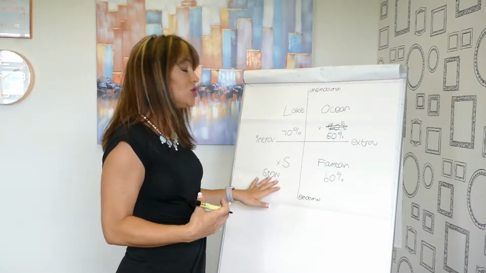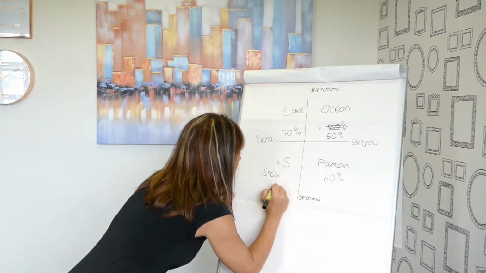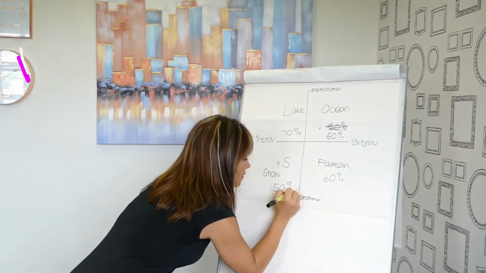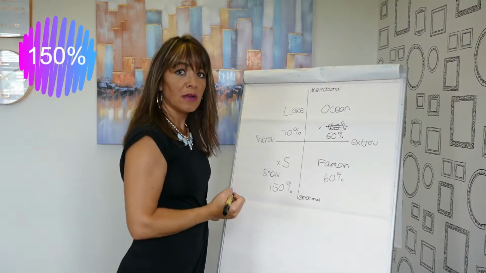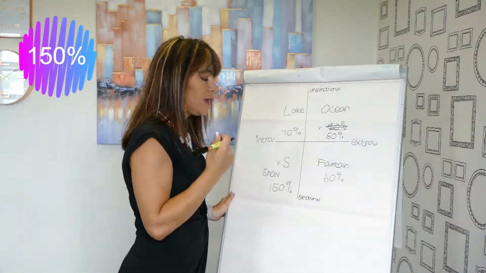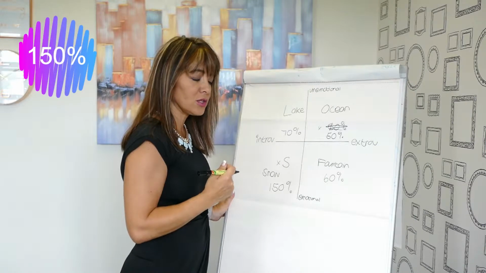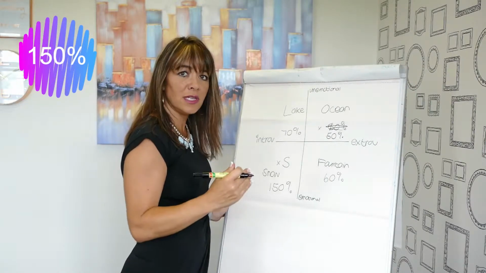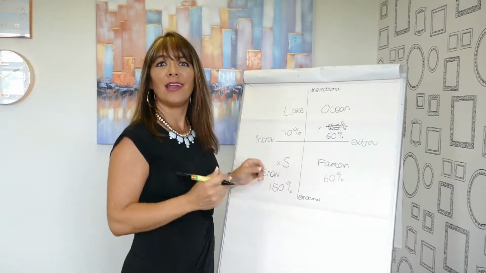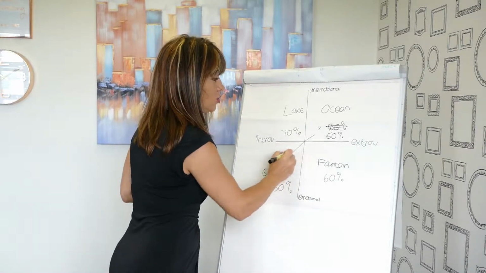And then your snow personality, your snow temperament, they need about 150% of information before they're going to buy that car. They want everything. They want to know the specs, they want to know the guarantee, how quick it's going to go, how fast, how often does it need service. They need a lot.